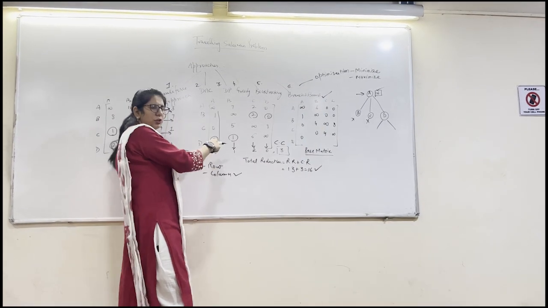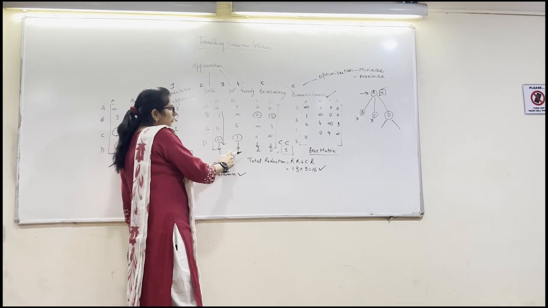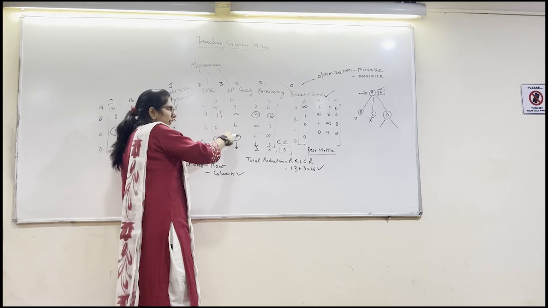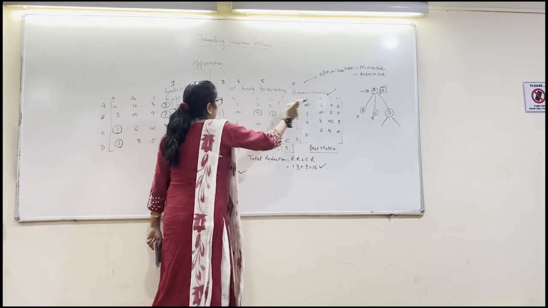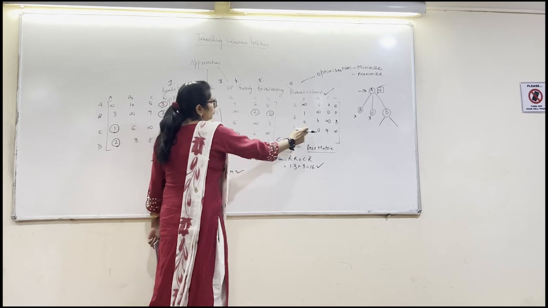When we reduce 0, meaning minus 0 from the first column, there are no changes here. If we reduce the second column by 1, we subtract 1 from the second column. 7 minus 1 is 6. Infinity will remain the same. 5 minus 1 is 4. 1 minus 1 is 0 here.